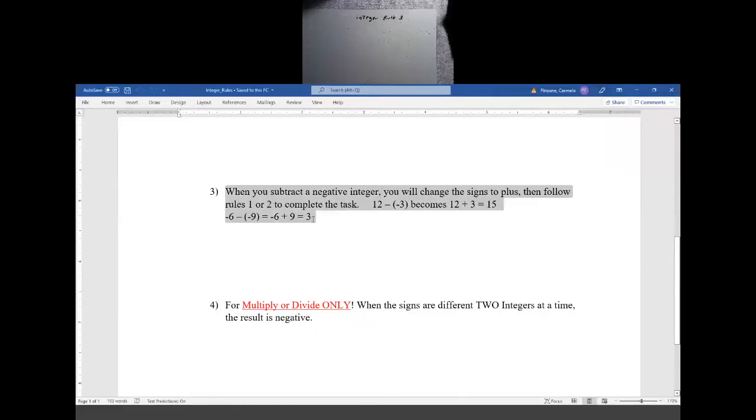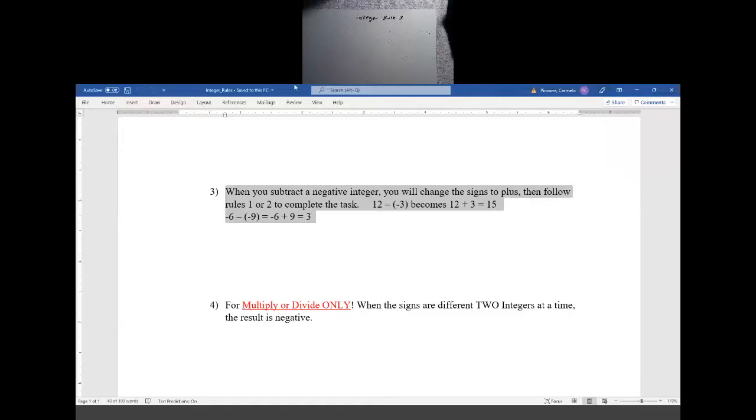When you subtract a negative integer, you will change the signs to plus, then follow rules 1 or 2 to complete the task. 12 minus a negative 3 becomes 12 plus 3. We're going to add those together, equals 15. And negative 6 minus a negative 9, we're going to change minus negative to plus. Then negative 6 plus 9, we subtract, we end up with positive 3.